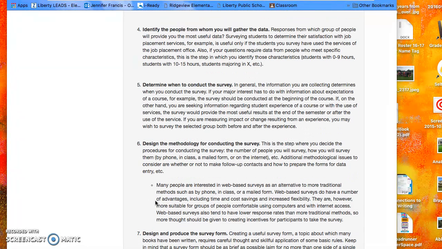Along with identifying the people from whom you will gather the data, we are telling you that probably your best sample is going to be surveying Liberty residents to see what it is that they like about their community, and what are some things they would like to see changed about their community and their neighborhood.